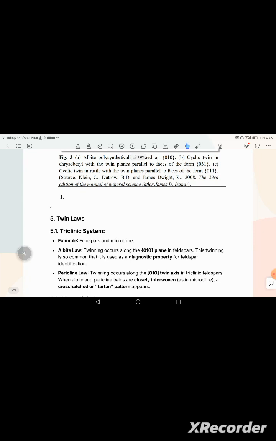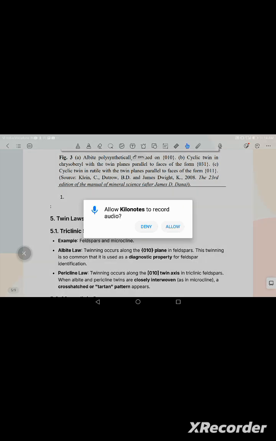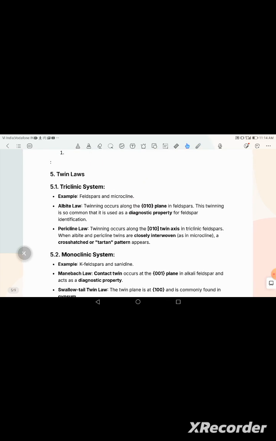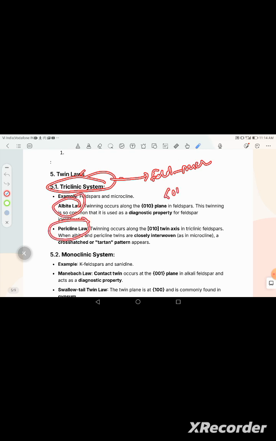Then we see the twin laws. What are the twin laws? First is for the triclinic system. What elements are triclinic? The triclinic elements are the feldspar as well as the microcline, and they follow the Albite and Pericline law. What is Albite law? 0 1 0 plane.